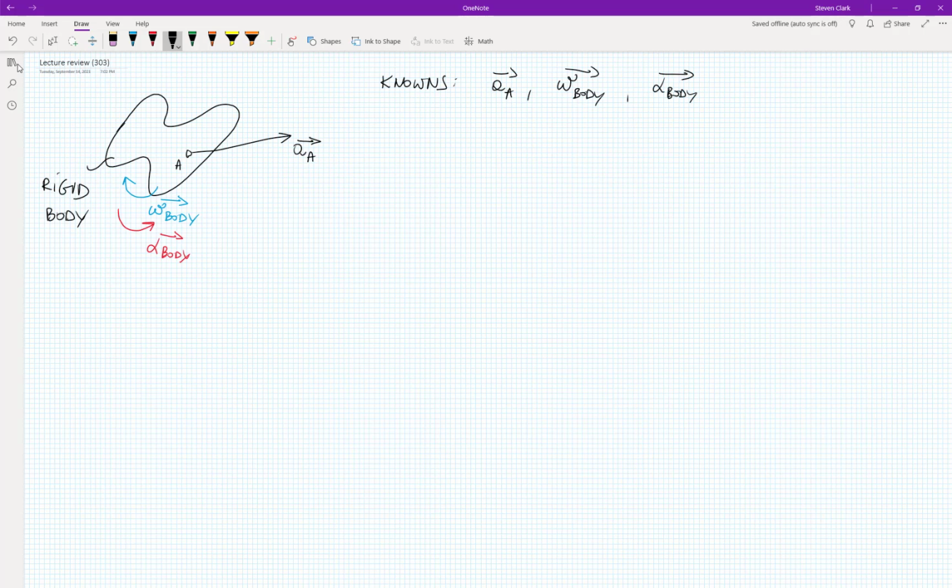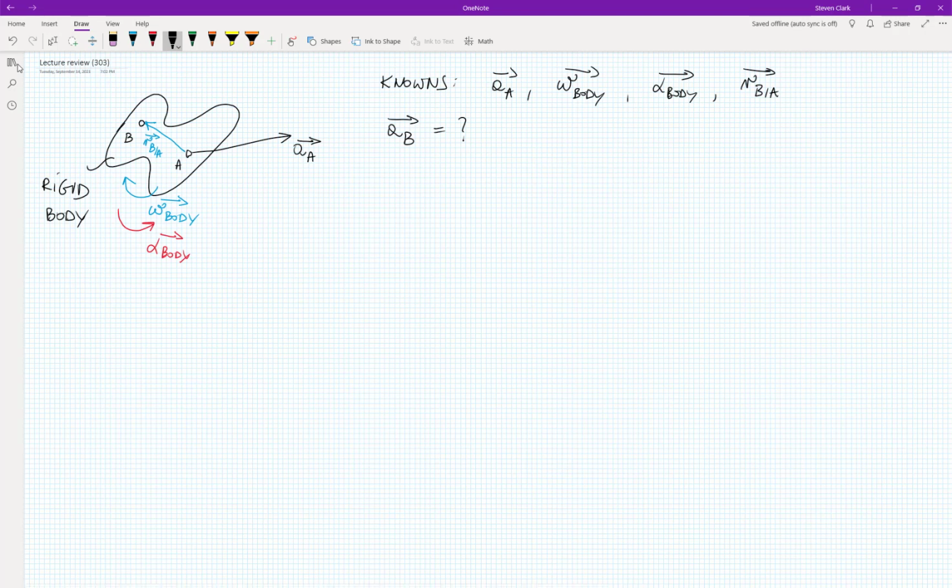And the question is, what is the acceleration of this point? Can we figure out the acceleration of point B? In order to do that, we need to know one more thing, namely the geometry of the system. By geometry, I mean the relative position between A and B. So we also must know this vector, R_BA. So this one is also known, R_BA.